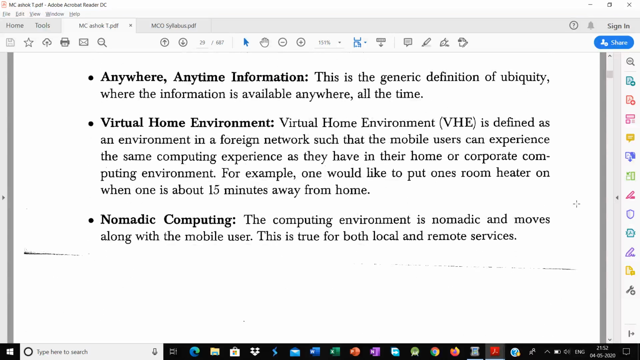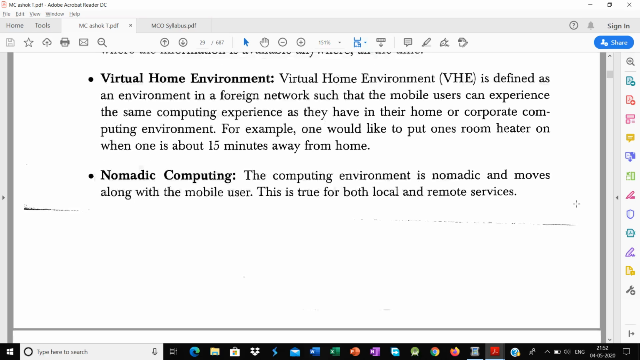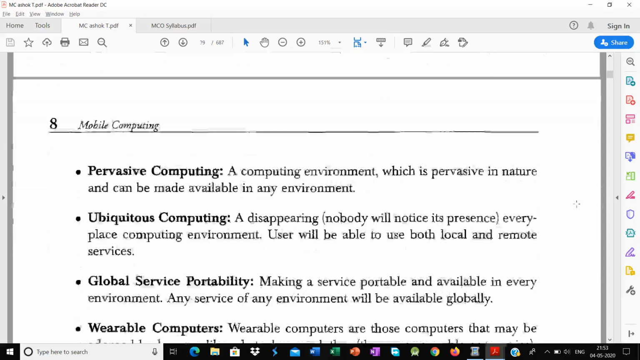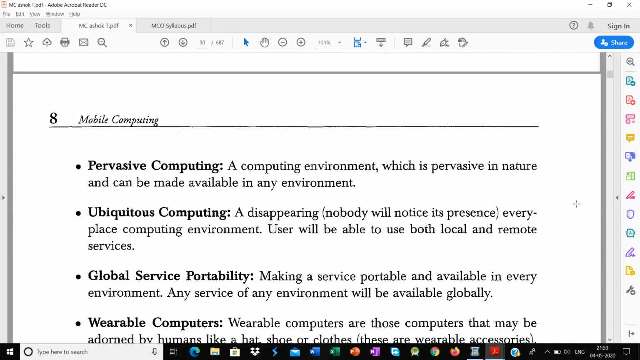And again, the next name is nomadic computing. Nomadic means you can say restricted. One kind of nomadic computing moves along with the user. It is true for both local and remote services. We can say nomadic is restricted, it cannot spread. Pervasive means available anywhere, spread all over the globe or all over the network, where you can easily access it. You can use the services which are present in nature, just like networks and other things.